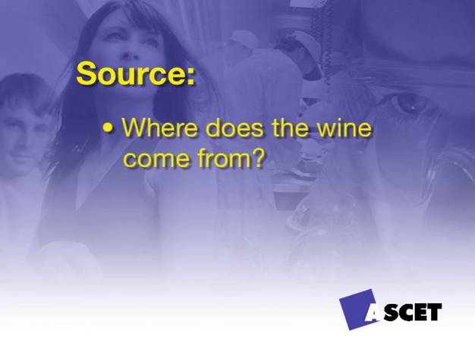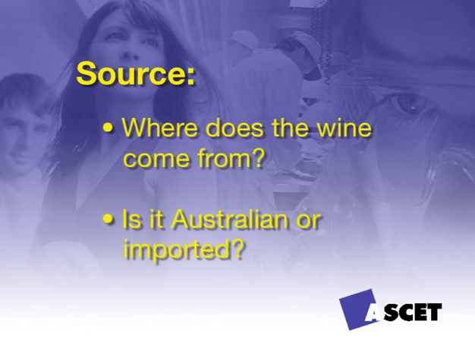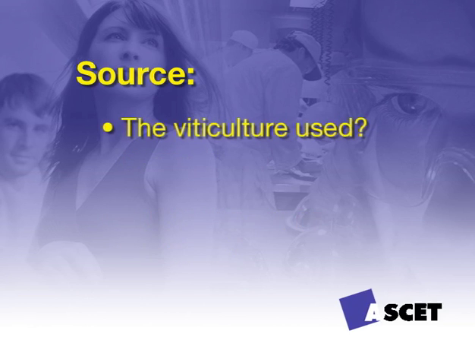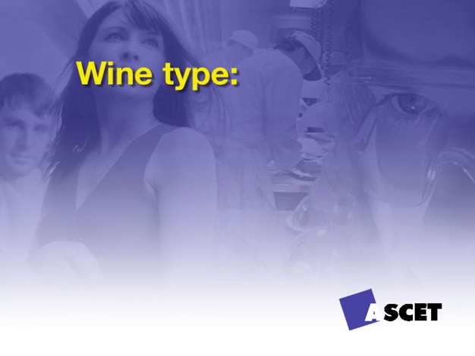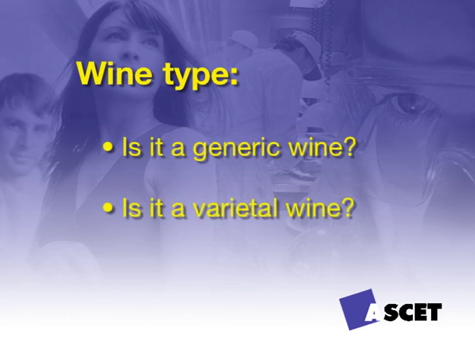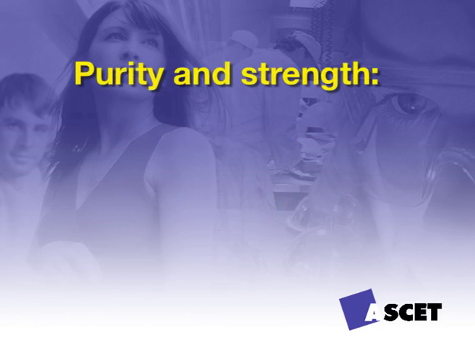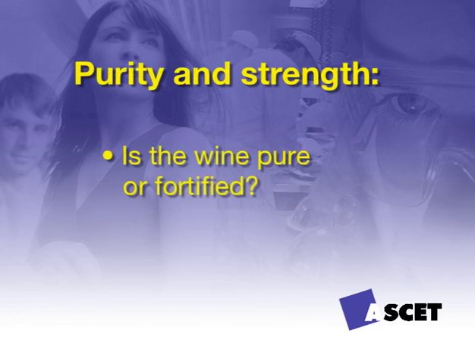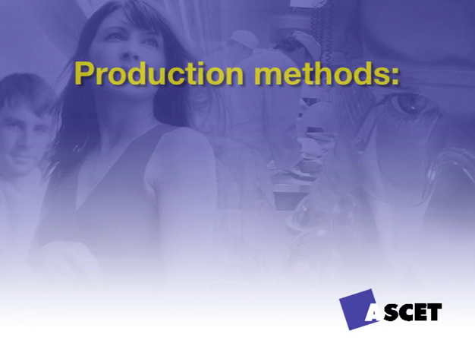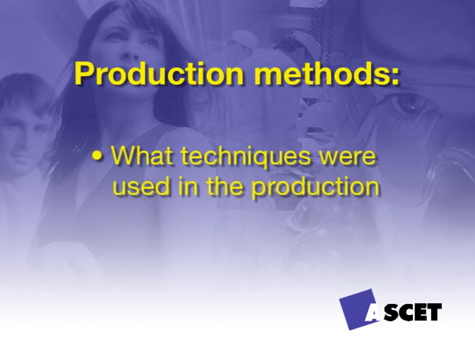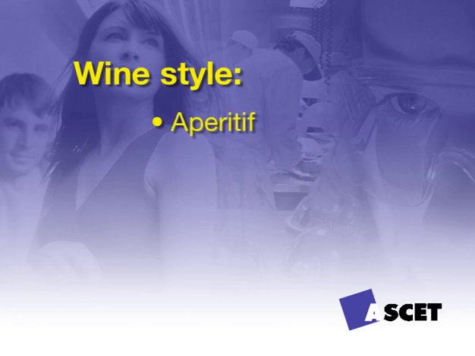Source. Where does the wine come from? Is it Australian or imported? The viticulture used. What region or vineyard does it come from? Wine type. Is it a generic wine or is it a varietal wine? Purity and strength. Is it pure or fortified? Quality and age. Is it a vintage wine or a non-vintage wine? Production methods. What techniques were used in the production? And finally, what style of wine is it? Aperitif, table, sparkling, or dessert?